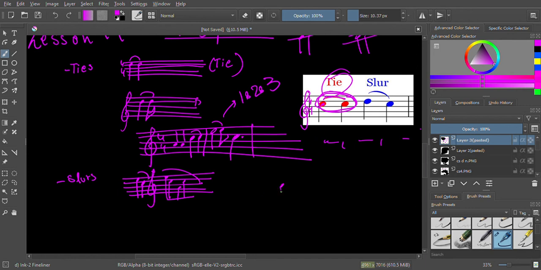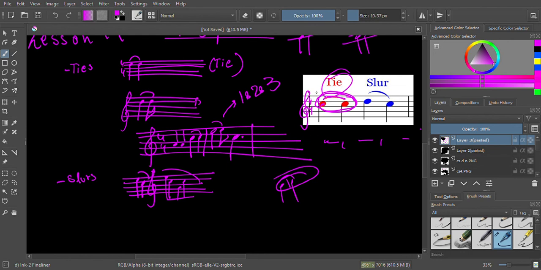Think about why a slur cannot happen when you have two notes of the same pitch. Why? Because if there's no gap in between two notes of the same pitch, it's just going to be one big sound, and that's exactly what a tie is. So you can think about a tie as a slur between two notes which have the same pitch. But regardless, you don't need to over confuse yourself.